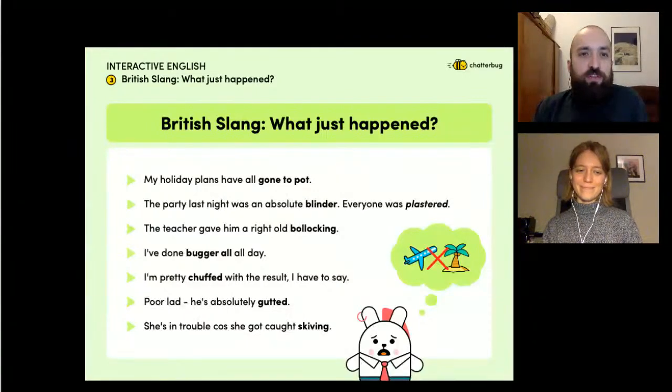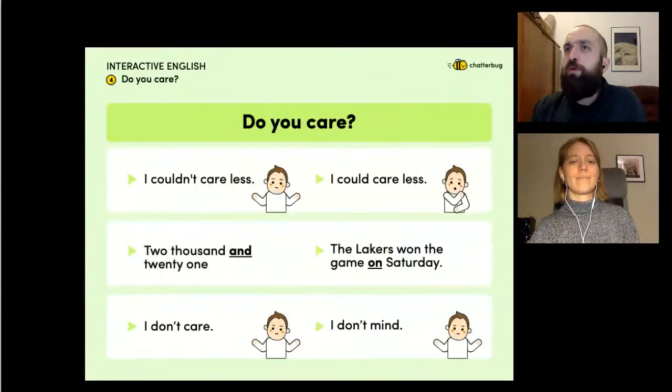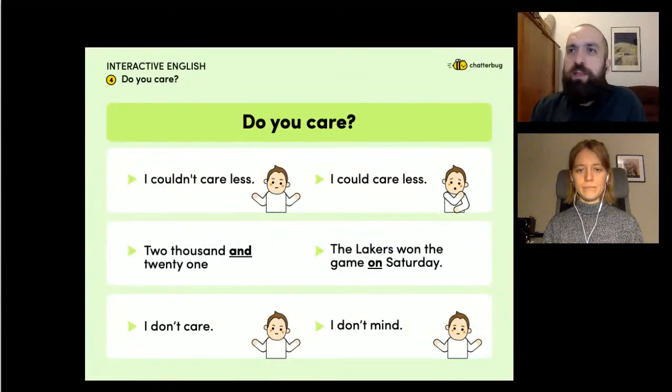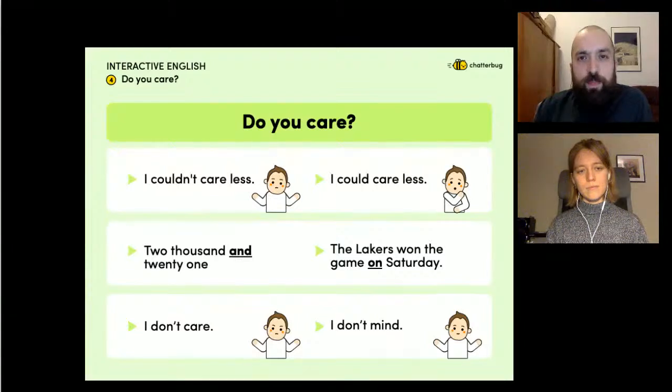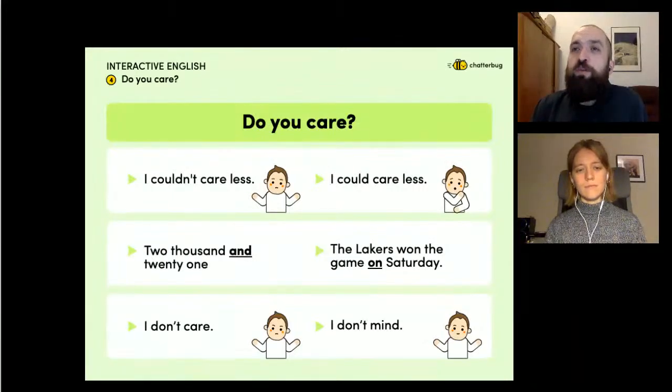All right, let's move on. We can skip the next slide and go to the one after that. We will talk about what we're going to do in this one. We're just quickly going to, hopefully, Helen, you can help me clear some confusion which I think some learners of English might have with some of these expressions. So the first one is the difference between I couldn't care less and I could care less. Do you know what the difference is between those two?